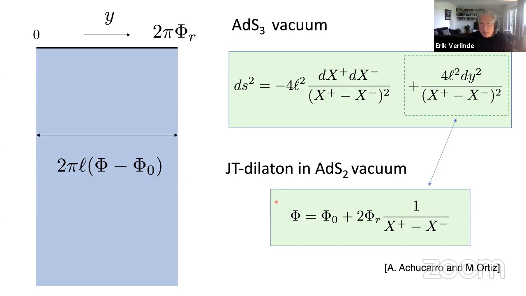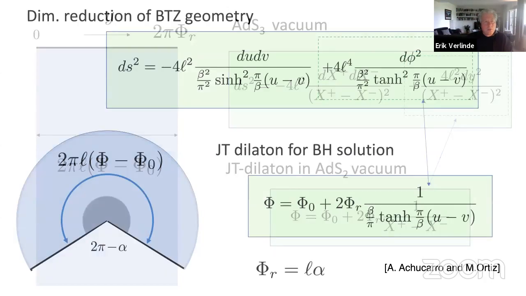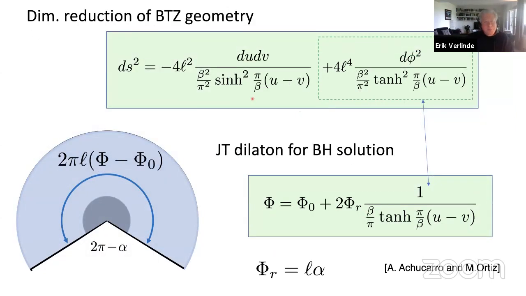So that's a way in which the geometry in three dimensions and the solution in JT gravity are connected. This you can also do for BTZ, so for the finite temperature situation. Then we can write the BTZ geometry in this way by going to Kruskal-type coordinates.